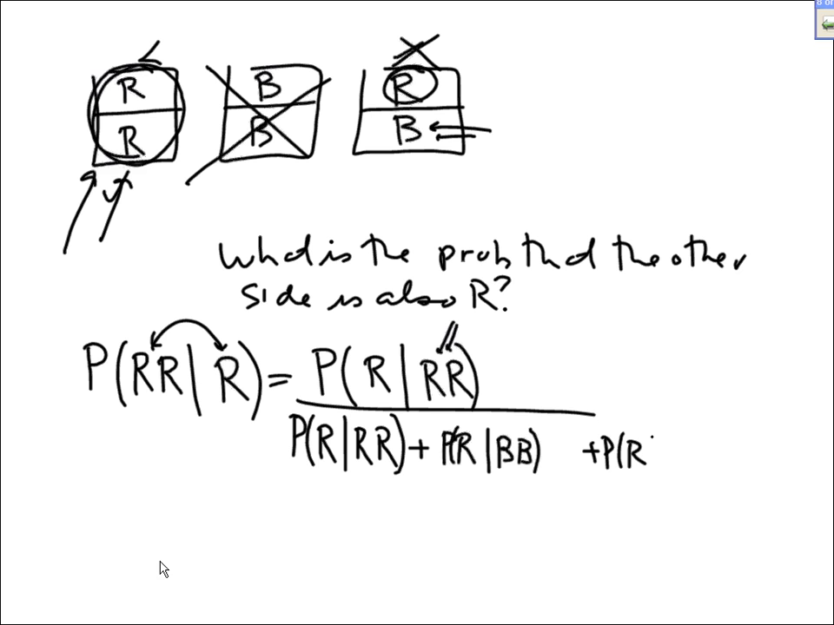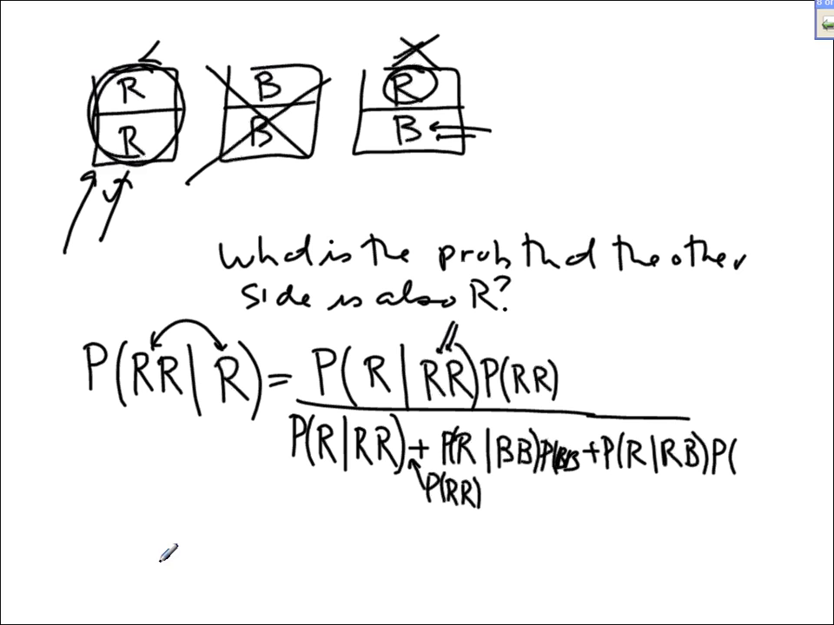Probability of red given the red-black card. Of course, for each of these, we multiply by the probabilities. I ran out of room, but here I'm going to put the probability of red, the probability of red, black. Of course, over here I could have said BR, black, red. All right.